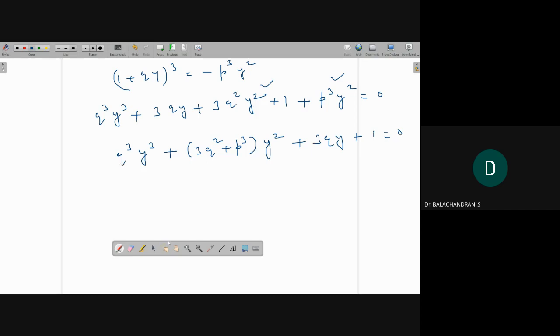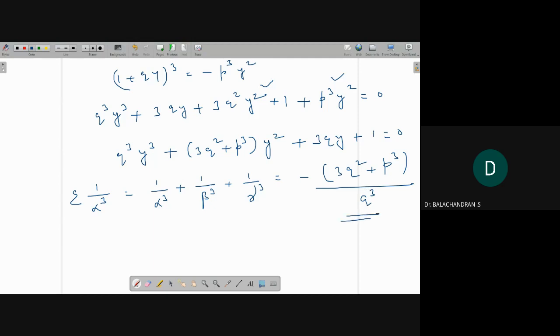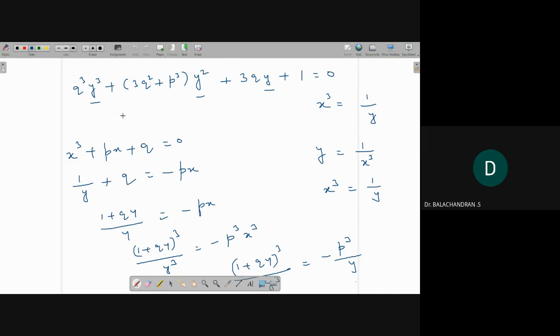So now, we need to find what? Sum of 1 by alpha q. That is equal to 1 by alpha q plus 1 by beta q plus 1 by gamma q. So that is minus b by a, here minus a1 by a naught. So minus half 3 q square plus p q divided by q q. So I think this is the final answer. I roughly did it. This is the answer I gave, and then I tried here. I have not written it neatly, but anyway, you can understand this part.